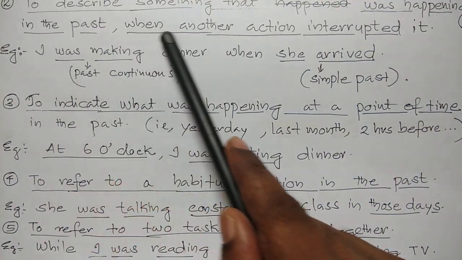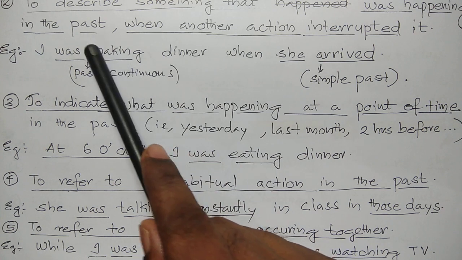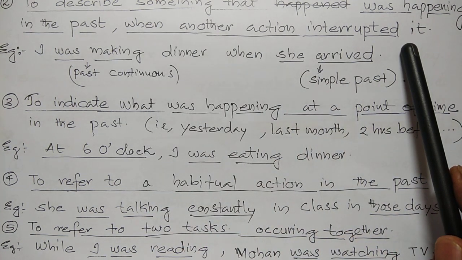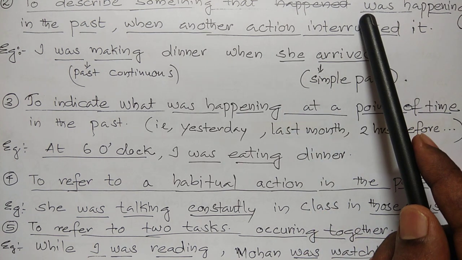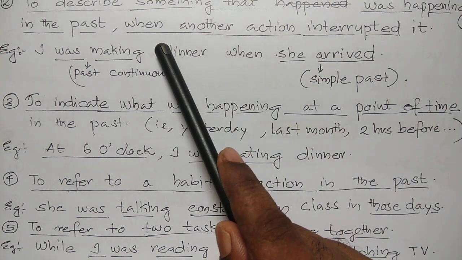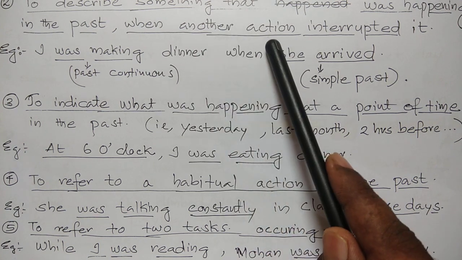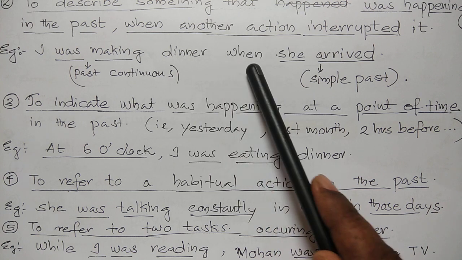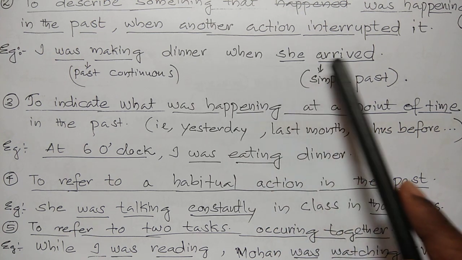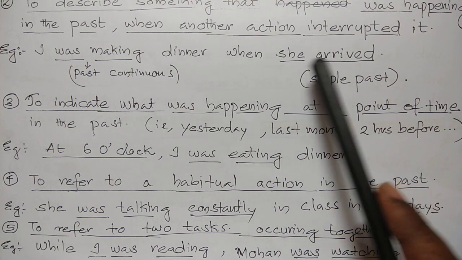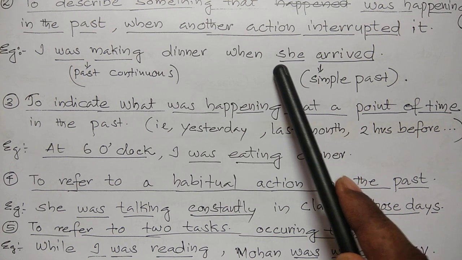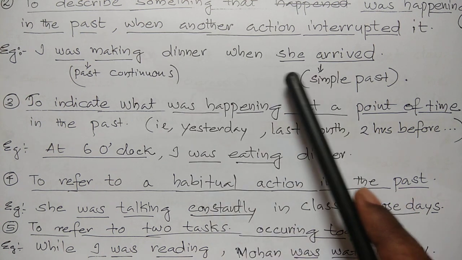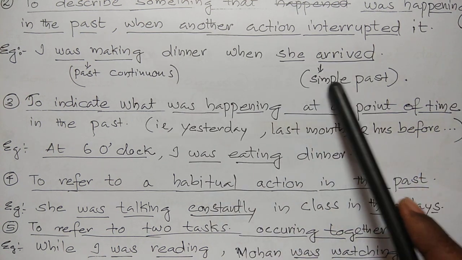Second, to describe something that was happening in the past when another action interrupted it. So one action was in progress in the past, and another action in between interrupted. See the example. I was making dinner when she arrived. So she arrived, this action interrupted it. I was making dinner is in past continuous, and the interrupting action is in simple past.